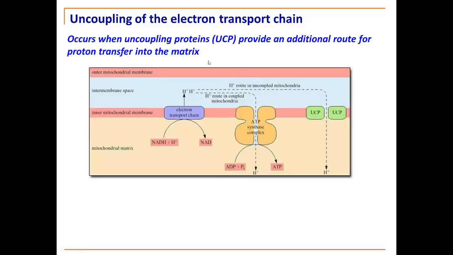So basically, the uncoupling occurs when uncoupling proteins, these UCPs that you can see on the right hand side here, provide an additional route for proton transfer into the matrix. So remember, the electron transport chain was breaking down these reducing equivalents and transporting hydrogen ions into the intermembrane space. Now if it's coupled, it goes through ATP synthase and we produce lots of ATP. But sometimes it can become uncoupled. And instead of producing ATP, the hydrogen ions just pass back down and we produce heat as a byproduct.